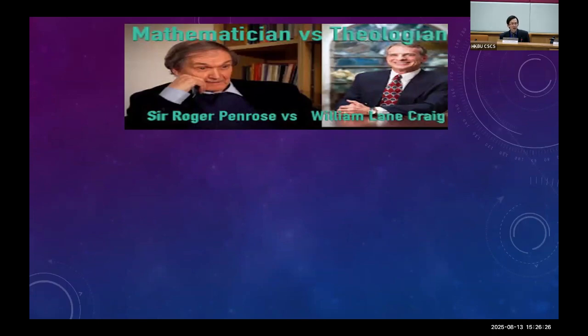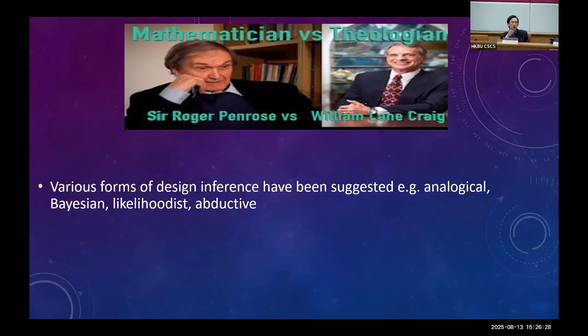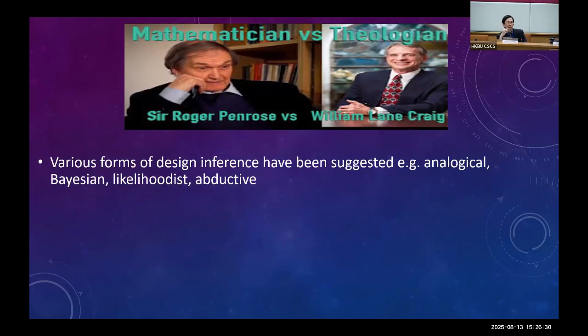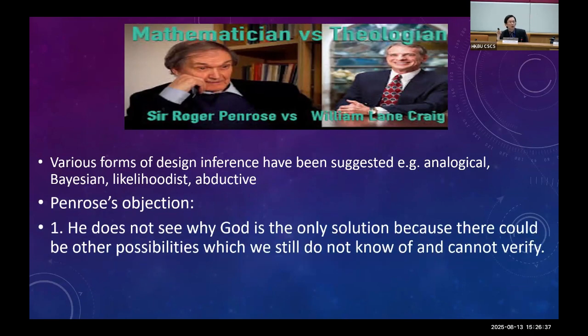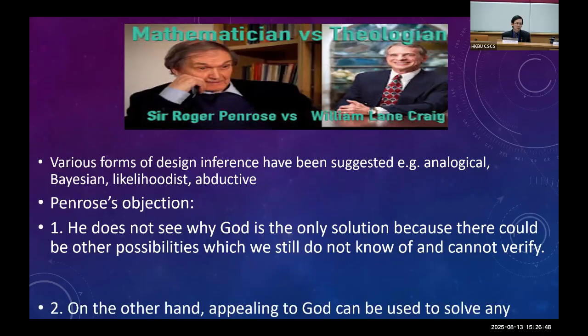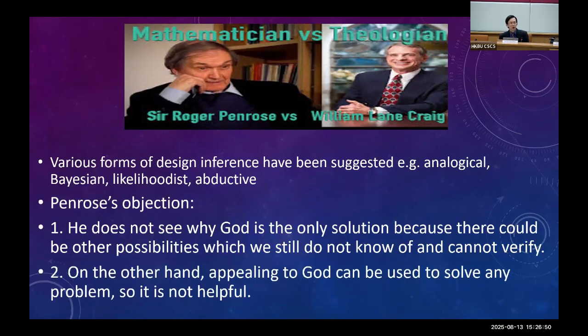Now, he had a recent debate with William Lane Craig, and in the debate they talked about various forms of design inference: analogical, Bayesian, etc. And Penrose's objection is this. Firstly, he doesn't see why God is the only solution to this fine-tuning, because there could be other possibilities which we may not have discovered yet and cannot verify. The second objection is that if you just say God did it, this can be used to solve any problem. So it's not helpful.